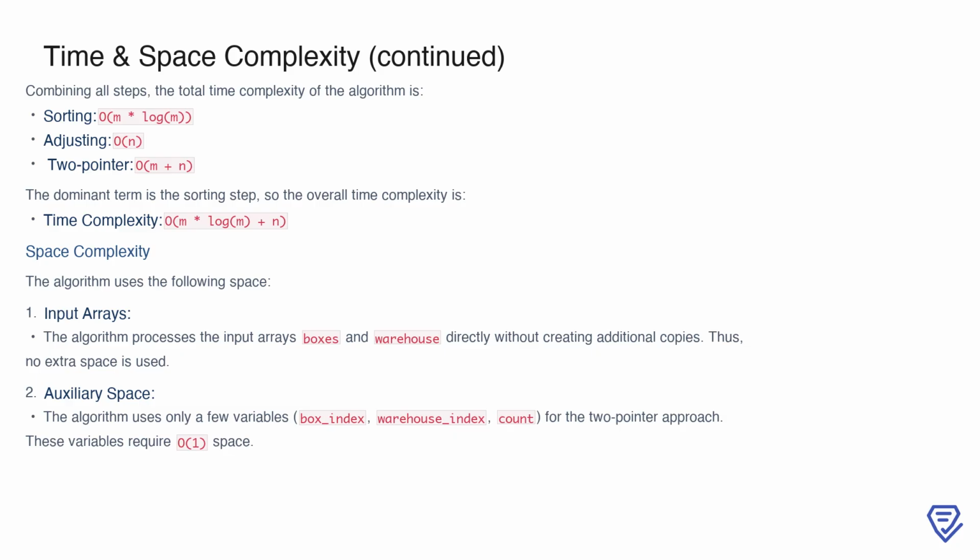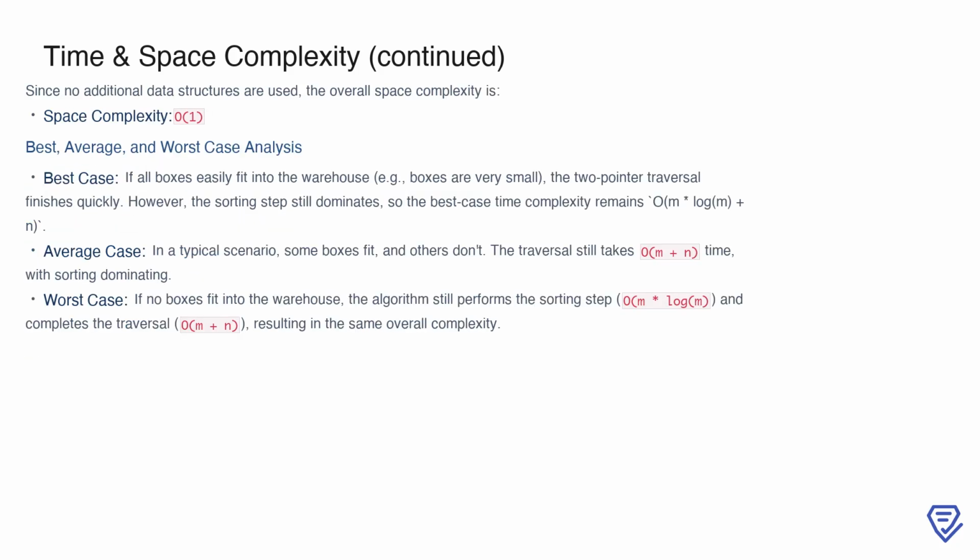Now, for space complexity, the algorithm processes the input array's boxes and warehouse directly without creating additional copies, so no extra space is required for the input. Additionally, the two-pointer approach uses only a few variables, such as box_index, warehouse_index, and count, which require constant space. This means the auxiliary space usage is O(1). Since no additional data structures are used in this algorithm, the overall space complexity remains O(1).